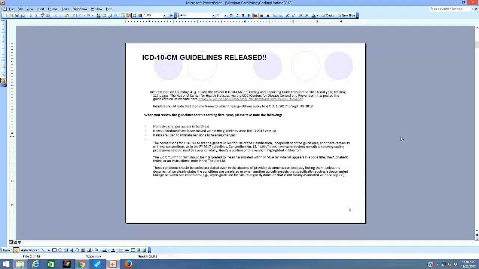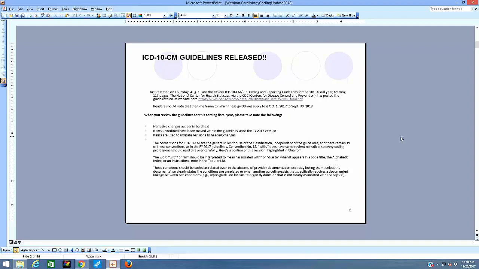There are also conventions for ICD-10, and those are the general rules for classification. They're not the coding and reporting rules. They're basically saying this is why we do that. They're independent of the guidelines. There are 19 conventions, and they coincide with the guidelines. It's almost a help book, if you will.